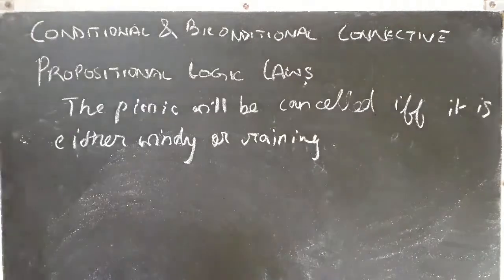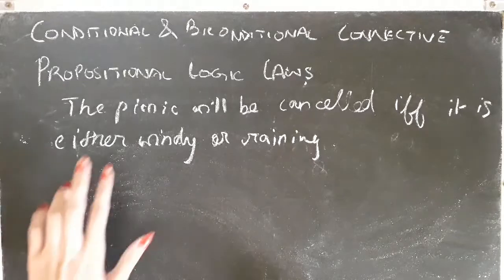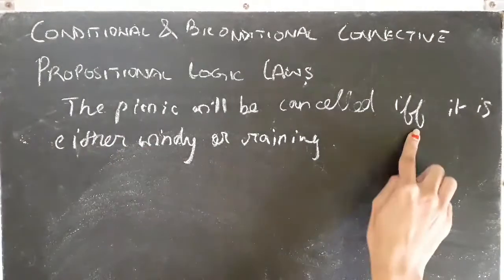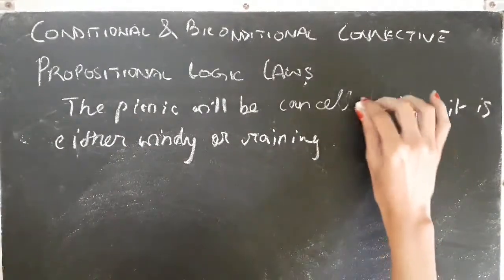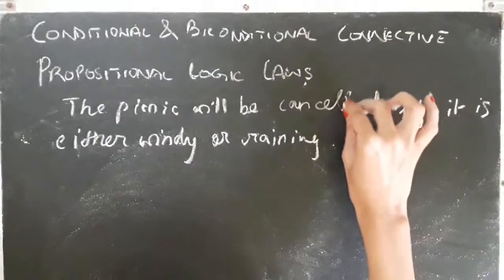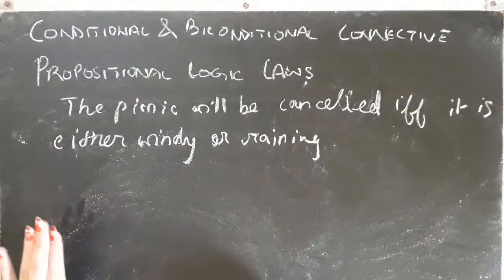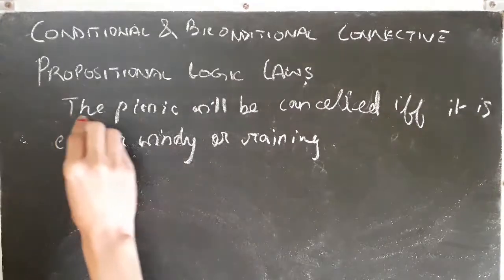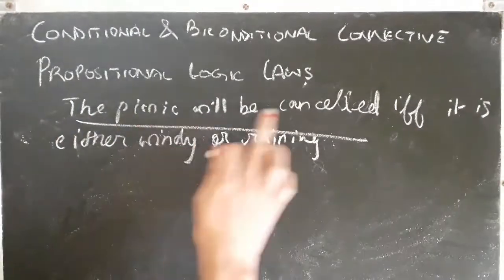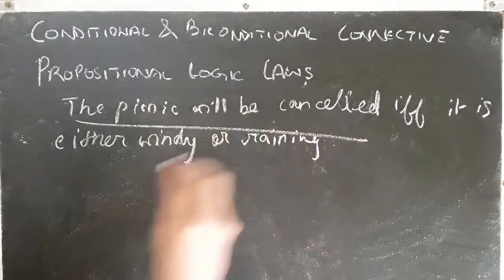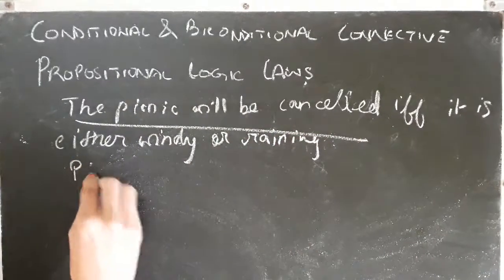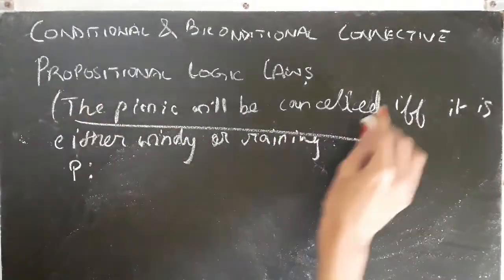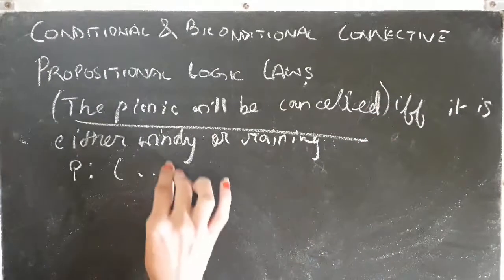Now, suppose this sentence is given to us: the picnic will be cancelled if and only if it is either windy or raining. We are to write this in the form of a biconditional statement. Firstly, we break up the propositional statements. The first propositional statement is: the picnic will be cancelled. Let it be denoted by P. P denotes the picnic will be cancelled.